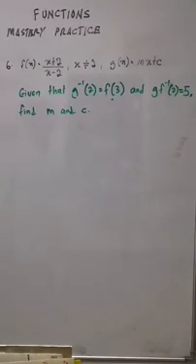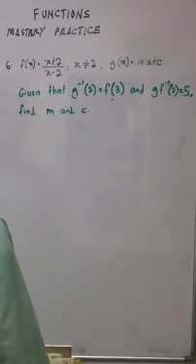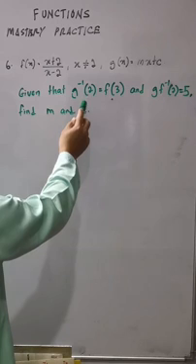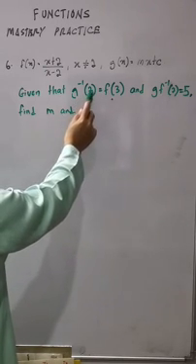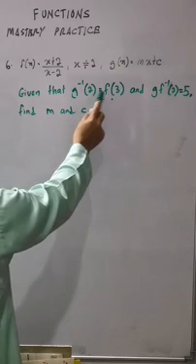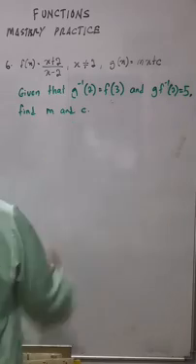Okay, let's continue at number 6. f(x) equals (x plus 2) over (x minus 2). g(x) is mx plus c. So the info is, under the inverse of g, 2 maps to 3 under f.